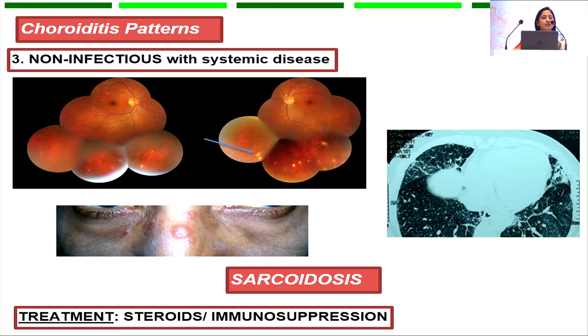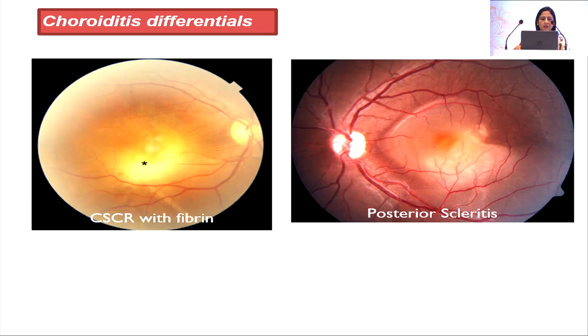Coming on to the non-infectious pattern with systemic disease, sarcoidosis is the most common. If you're seeing these depigmented lesions in the inferior retina, you only have two diagnoses in your mind: either it's sarcoid or it is VKH or sympathetic ophthalmia. Then you look for other signs like lupus pernio, or you get a CECT chest done and you see this hilar lymphadenopathy. You know you're dealing with sarcoidosis, and that's how you go about your treatment.